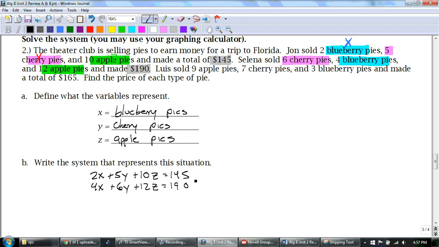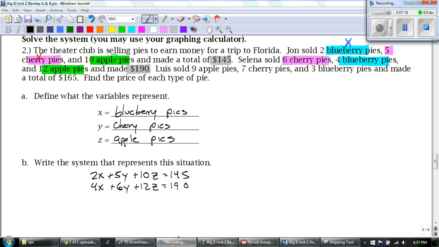So why don't you guys see if you can get this third equation by yourself. Go ahead and pause the video and good luck. Okay, so you should have gotten 3x plus 7y plus 9z equals 165.